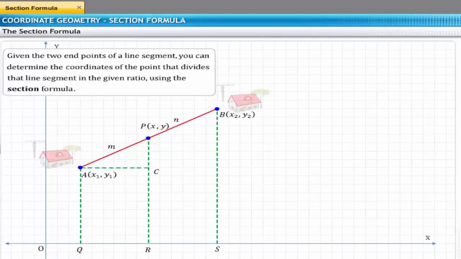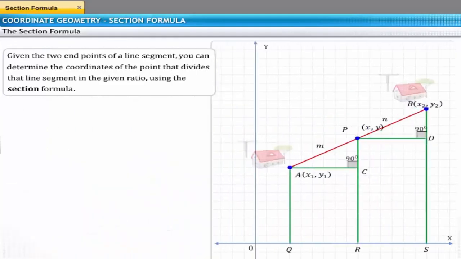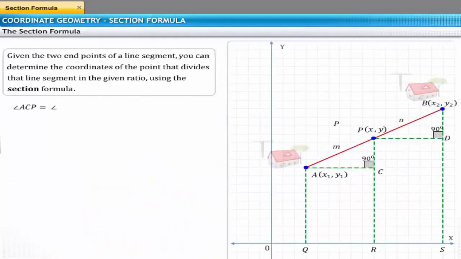Then we draw AC perpendicular to PR and PD perpendicular to BS. Two triangles ACP and PDB are created. You will observe that angle ACP is equal to angle PDB, that is 90 degrees. Angle PAC is equal to angle BPD. Based on the angle-angle (AA) similarity criterion, we can conclude that triangle ACP is similar to triangle PDB. Since one of the angles is 90 degrees, they are similar right-angle triangles.